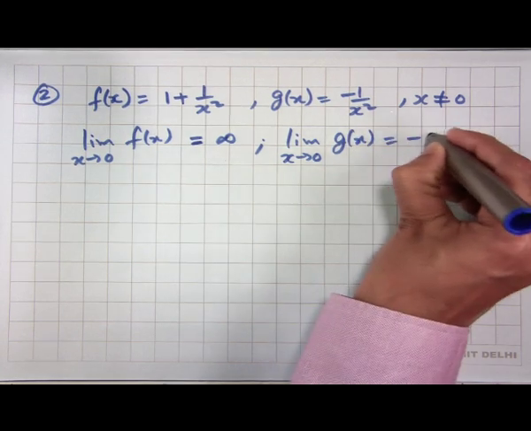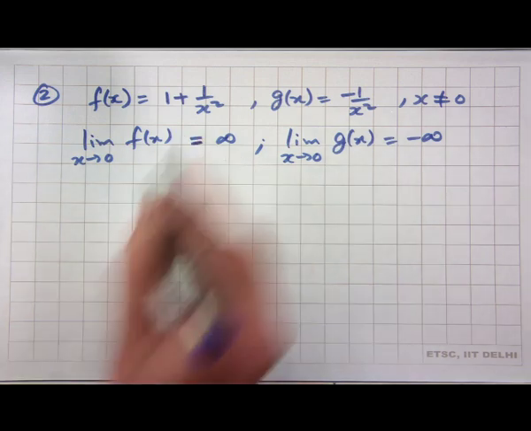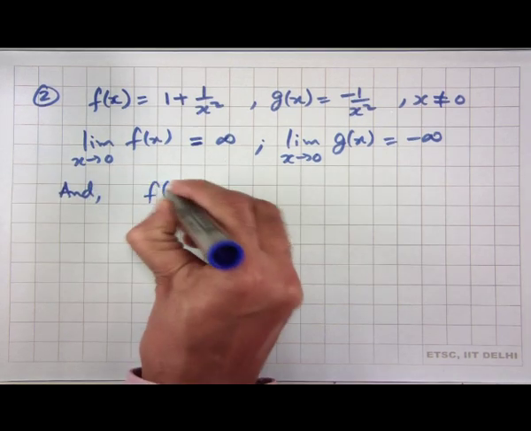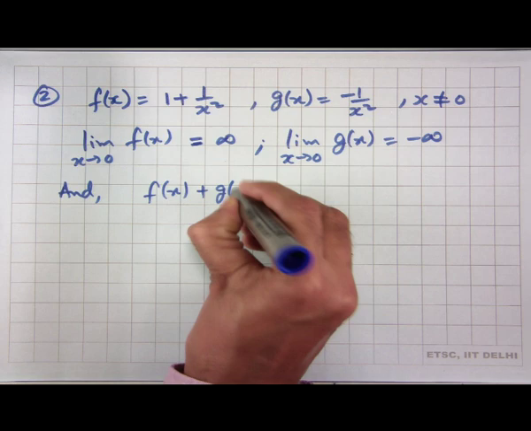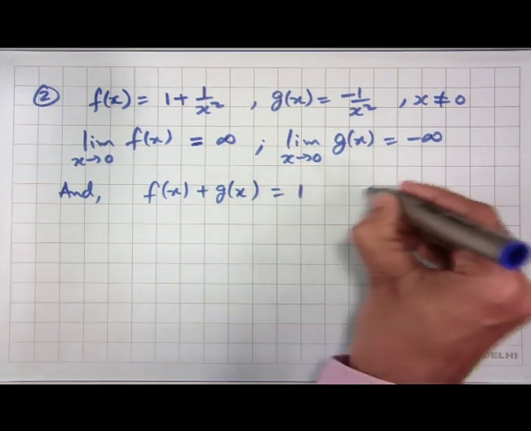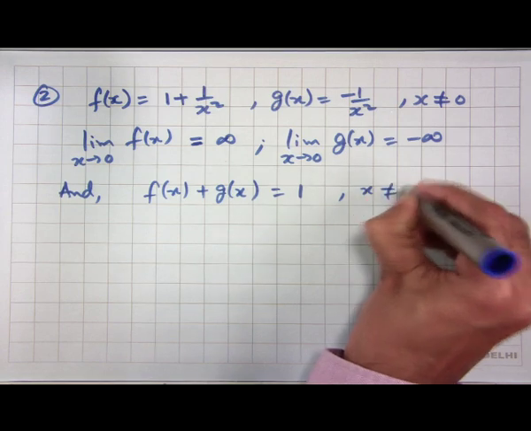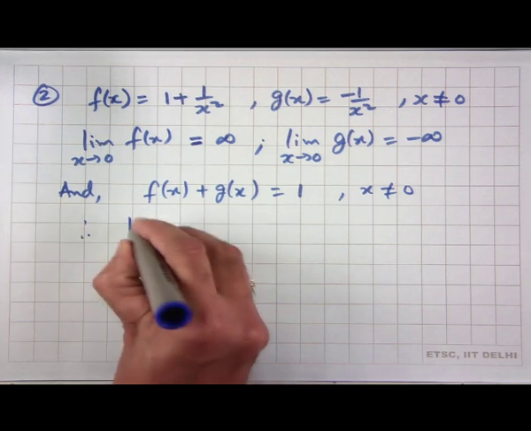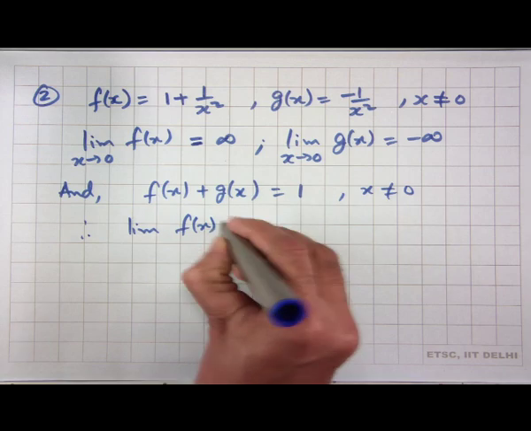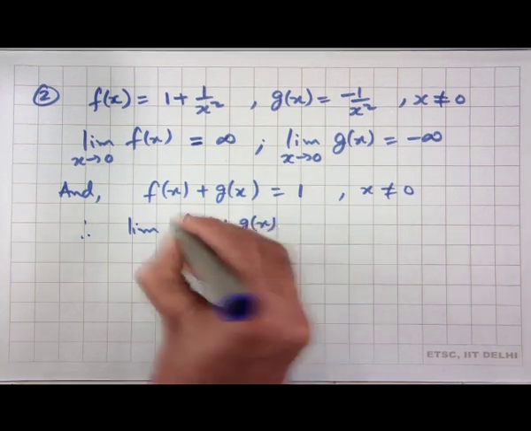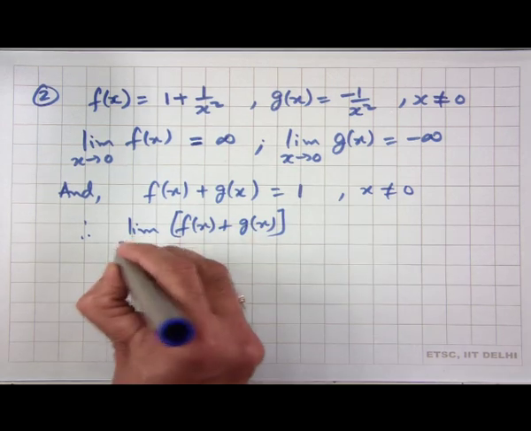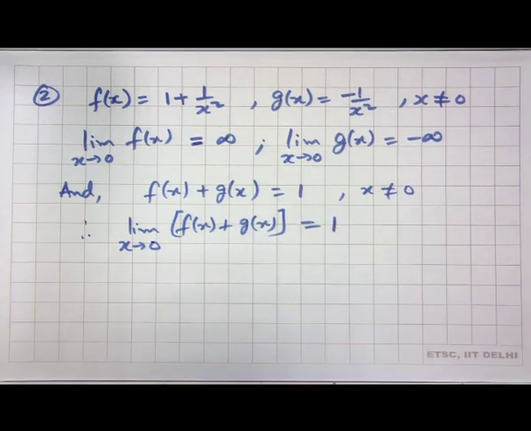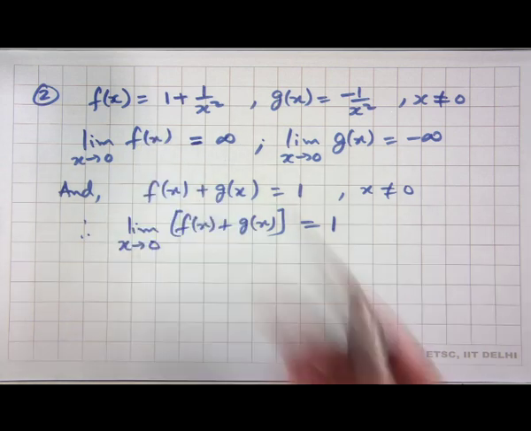The limit of g(x) is minus infinity, but what about f(x) plus g(x)? Here f(x) plus g(x) is equal to 1 for x not equal to 0. So, therefore, the limit of f(x) plus g(x) is equal to 1 here, and there is nothing special about 1.